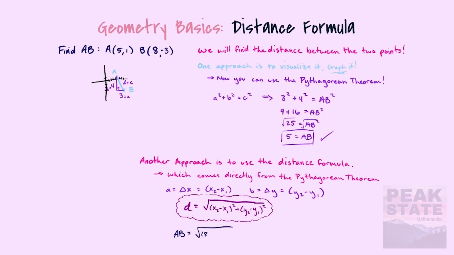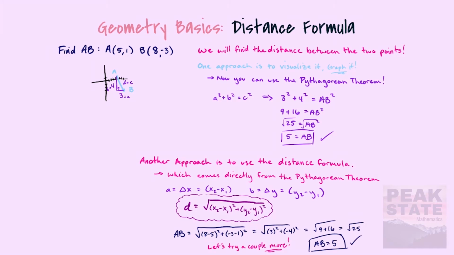Let's practice it here. We're going to plug in the coordinate points. Your x2 is 8, your x1 is 5. Your y2 is -3, your y1 is 1. And when we simplify this out, sure enough, we see we've got 3 squared and -4 squared, which gives us the 9 and 16, ultimately giving us the same distance of AB is equal to 5.